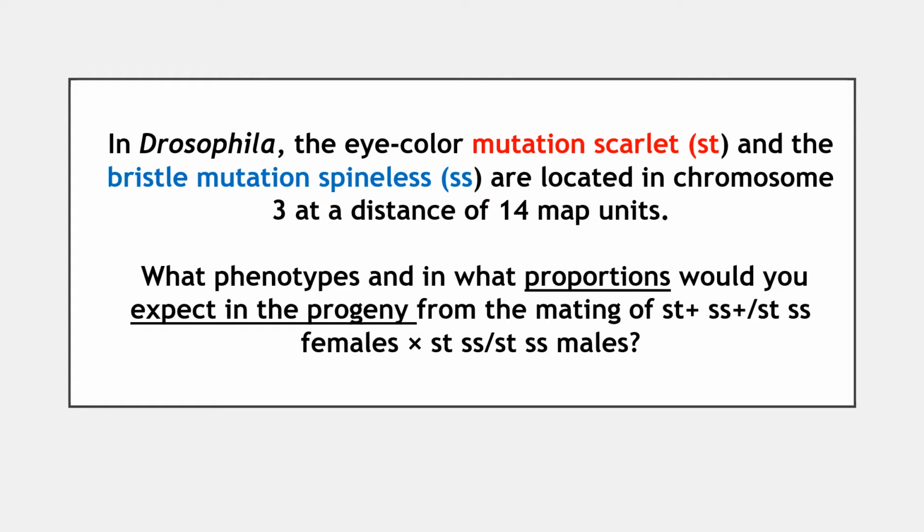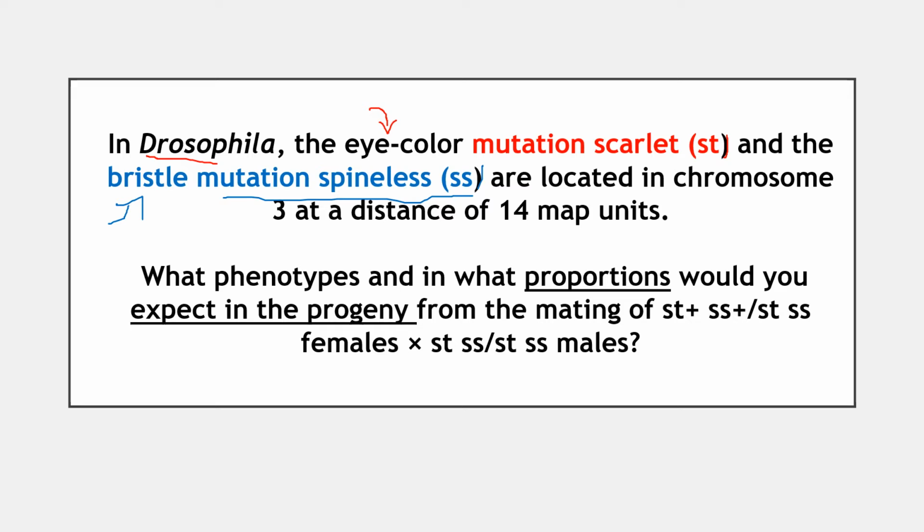So the first thing is that they are giving you an example of Drosophila, and they have mutations, one in the eye color, and the name of the mutation is scarlet, and I will talk about that. And there is another mutation that is in the bristles, modified the bristles, and the mutation is spineless. And these are the symbols.